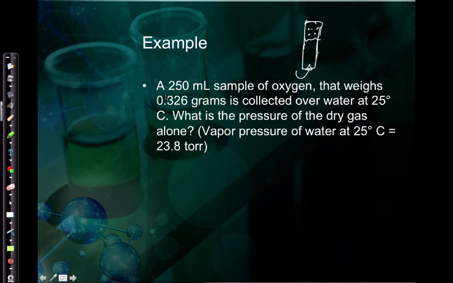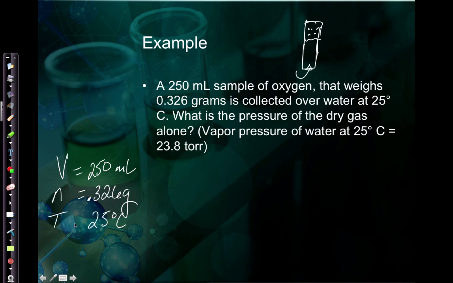All right, so first thing we're going to do is pull out the information here. I have a 250 milliliter sample of oxygen, and it weighs 0.326 grams, and that's going to be my n, or my number of moles, and that's collected over water at 25 degrees Celsius. So 25 degrees Celsius is my temperature. And what is the pressure? I need the pressure of just O2, the dry gas alone, so the oxygen gas without the water vapor.